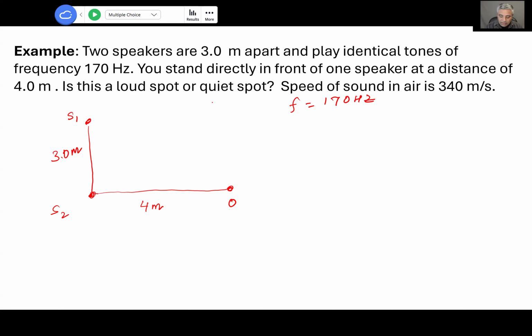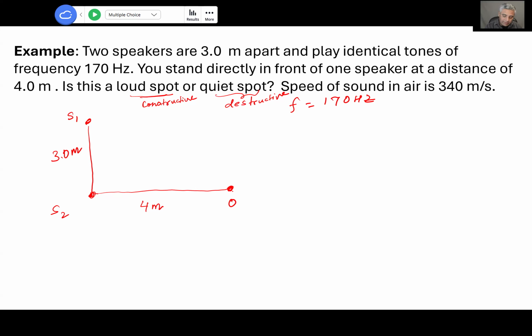Is this a loud spot or quiet spot? One way to figure this out is to bring that microphone and meter and listen, right? But we don't have to do that. We can figure this out just by using the condition of constructive or destructive interference. So we are looking for a loud spot, which means constructive, and a quiet spot means destructive. That's what we are trying to figure out, whether at this point the interference is constructive or destructive.